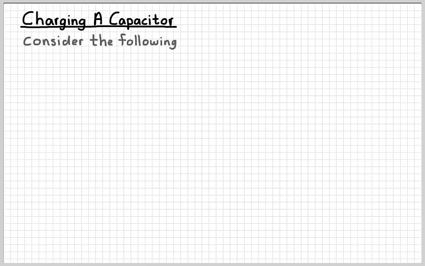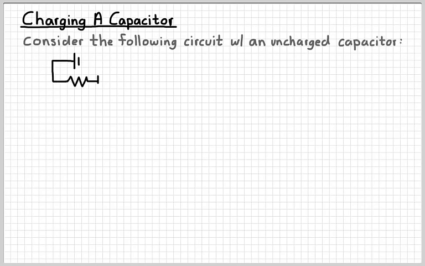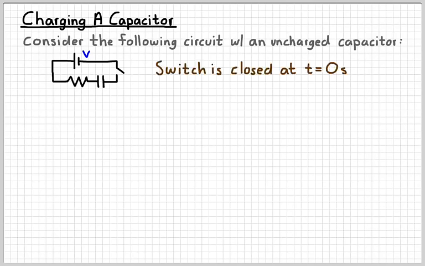So let's suppose we took a capacitor and we wanted to charge it up. To make this a little more general, we're going to insert a resistor into our circuit with a capacitor and a battery. We've got a switch there, and at time t equals 0 seconds, we're going to close the switch. When you close the switch, the circuit is complete and charges can move through.